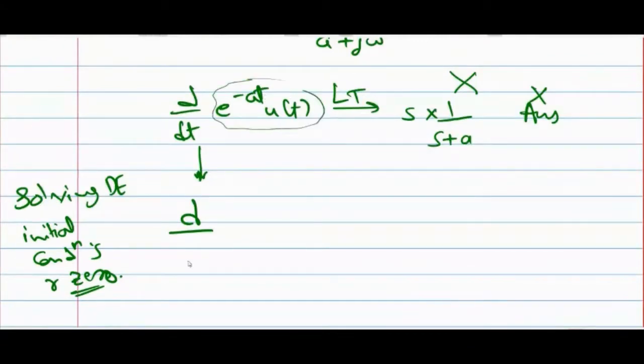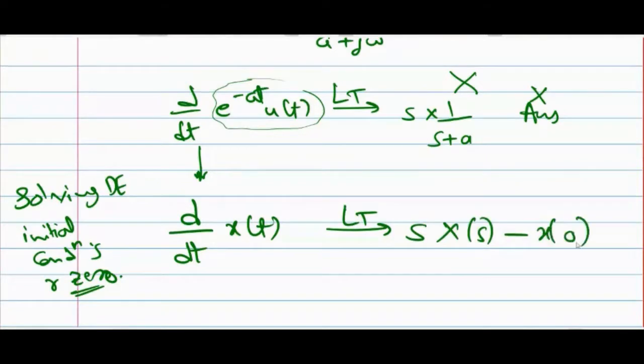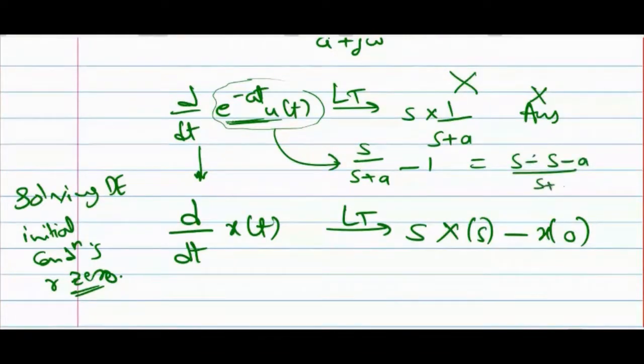And if we talk about the complete derivative property in Laplace, it has Laplace s X of s minus x of 0. This is the initial condition. So by this property, the initial value of the signal at t equal to 0 is 1. So the correct Laplace answer is s upon s plus a minus 1. So this becomes s minus a upon s plus a. So minus a upon s plus a is the answer. This is the correct answer for this Laplace.